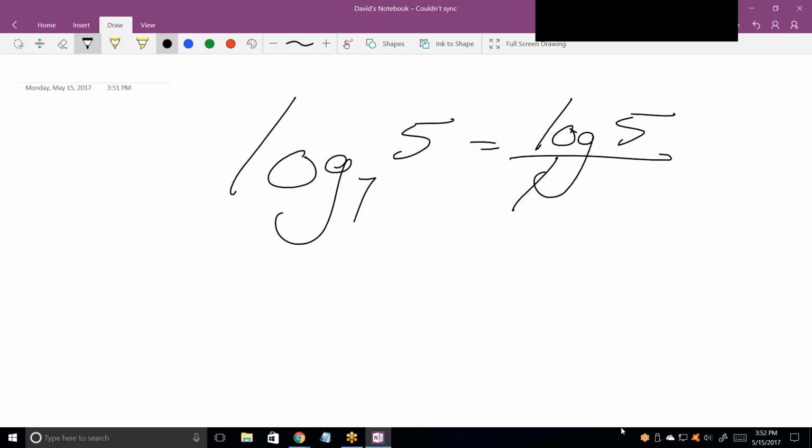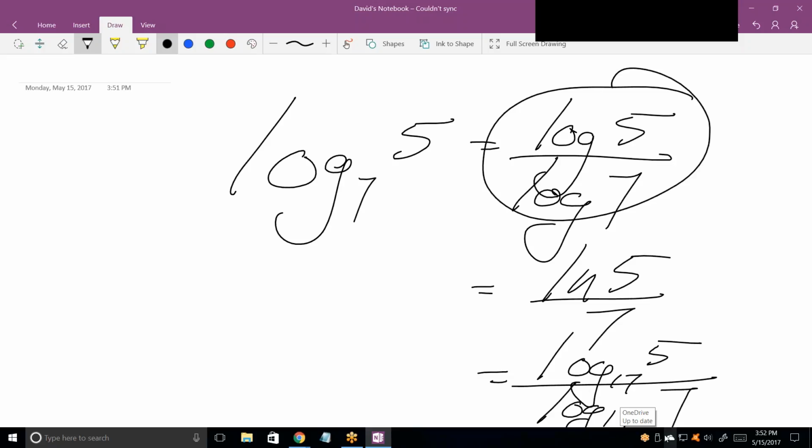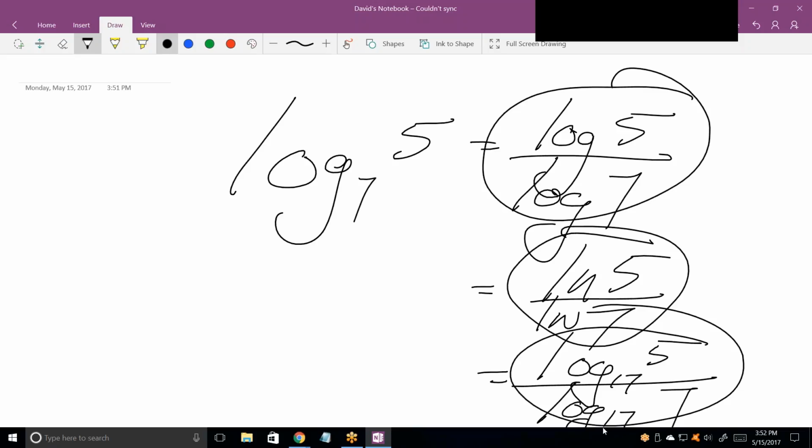Okay. And it doesn't matter which log you use. I can use common log, I can use natural log, I can use log base 17. I'm not sure why I would ever use log base 17, but I could. In other words, all three of those are the same ratios. You'll get the exact same decimal in a calculator doing common log, natural log, or log base 17. All right.